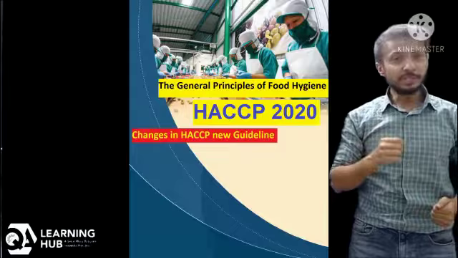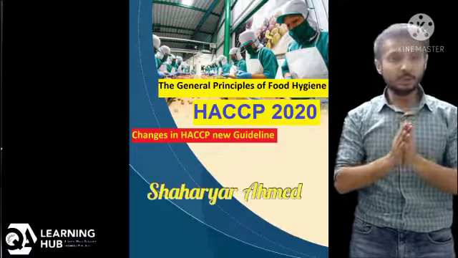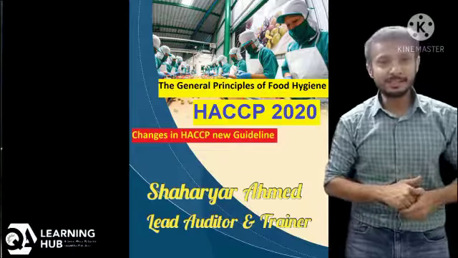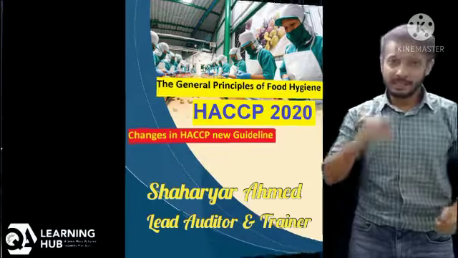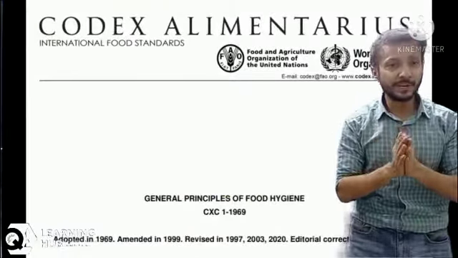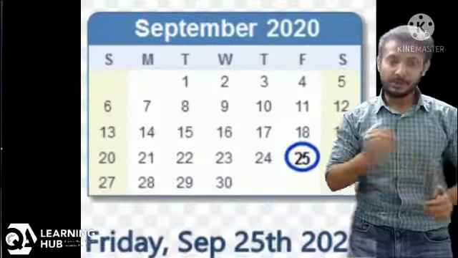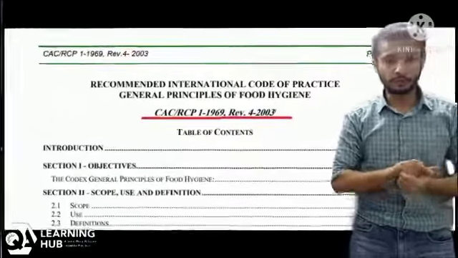In 1969, Codex Alimentarius issued a document entitled General Principles of Food Hygiene with the code CAC RCP1 1969, and it is more often referred to as Codex HACCP. This founding document has just been revised for the fifth time on September 25, 2020. The previous version was revision 4, issued in 2003.